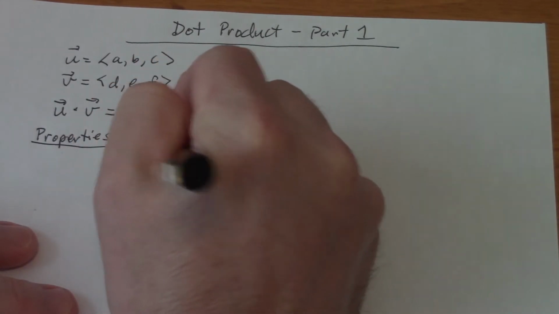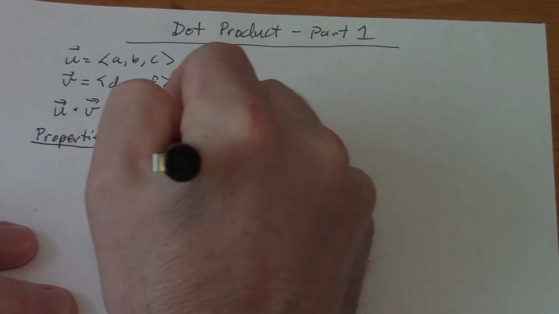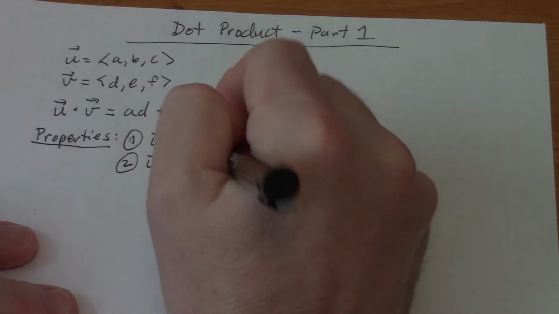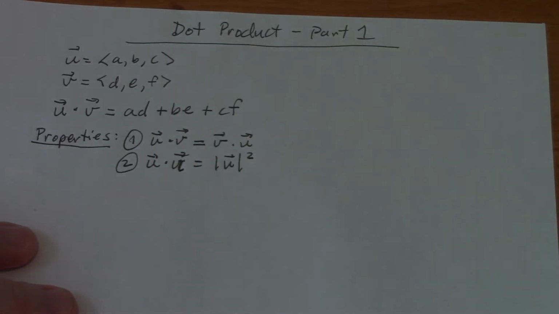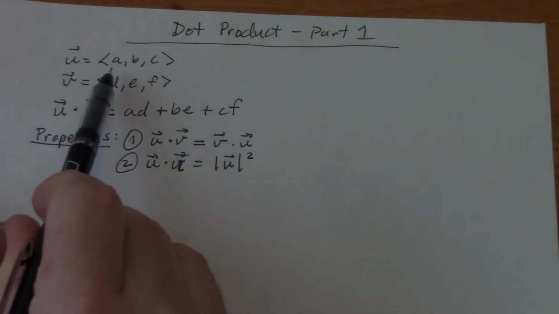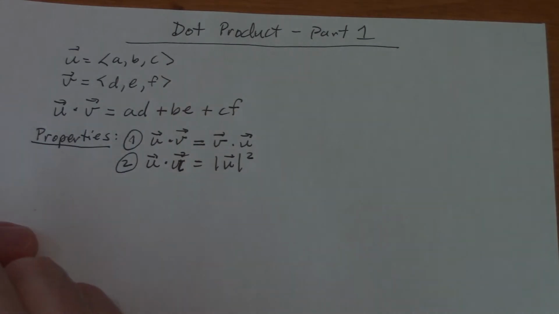Okay, another very important property. U dotted with itself, whoops, not V, U dotted with itself is equal to the magnitude of U squared. You can just see that would be A squared plus B squared plus C squared, and put it under the square root and you got the magnitude.